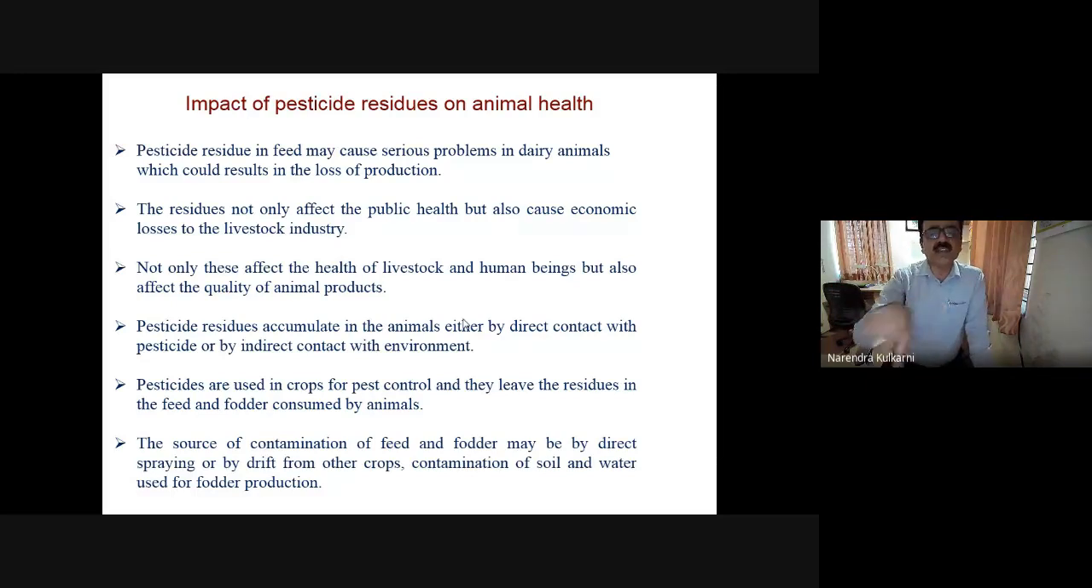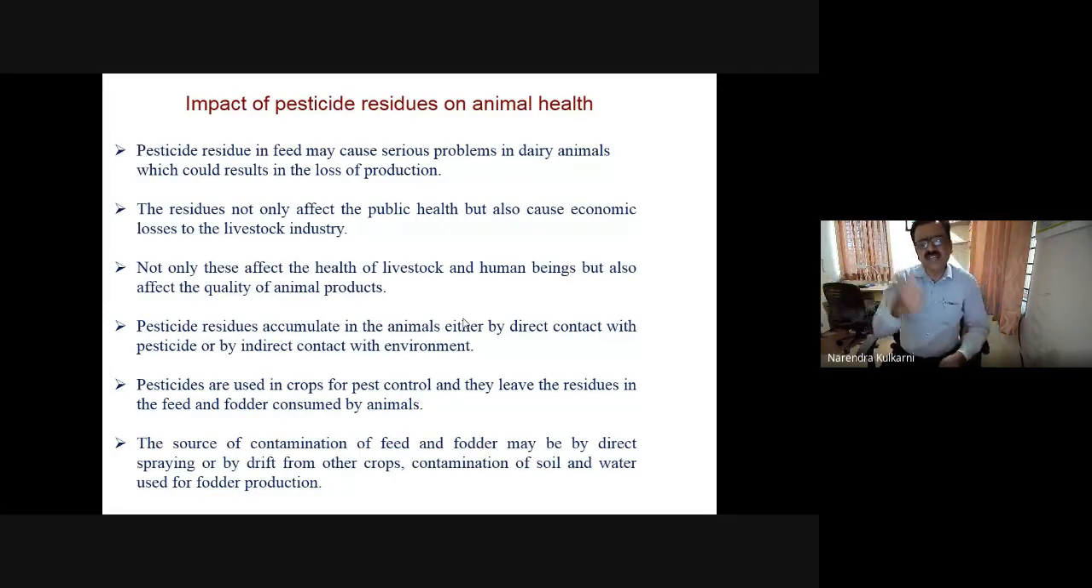And after that, if you are consuming milk products or animal products containing pesticide residues, of course the ultimate end user is a human being. It will affect human health also. The residues not only affect public health, but also cause economic losses to the livestock industry. Not only do these affect the health of livestock and human beings, but they affect the quality of the animal products also. Pesticide residues accumulate in animals either by direct contact with the pesticide or by indirect contact. In many cases it may be indirect contact, because when we are using crop residues as animal feed, they may have been treated with insecticides or pesticides in their growing stage.